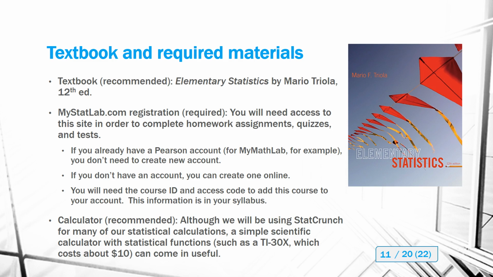And part of what we're going to be doing in class is learning how to use the software, but keep in mind that this is something you're going to have to do to actually work through your problems and assignments. And for the most part, you're going to be using this. However, I do recommend a simple scientific calculator that has statistical functions with it, and you can get them fairly cheap. About $10 at Walmart or Target or wherever it is you want to go shopping.